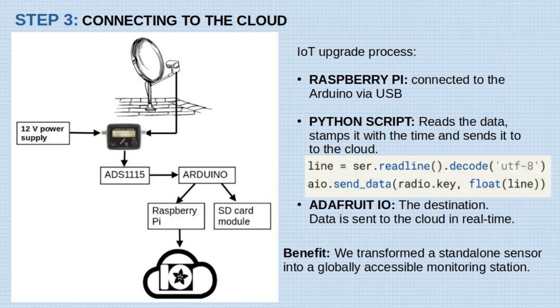Next, we added a Raspberry Pi to act as our internet gateway. We connected it to the Arduino using a USB cable. It reads data from the Arduino and uses a simple Python script to upload it to the Adafruit IO cloud platform. So our station operates autonomously on the school terrace and can be monitored remotely. We retained the SD card module so as not to lose data during network outages.